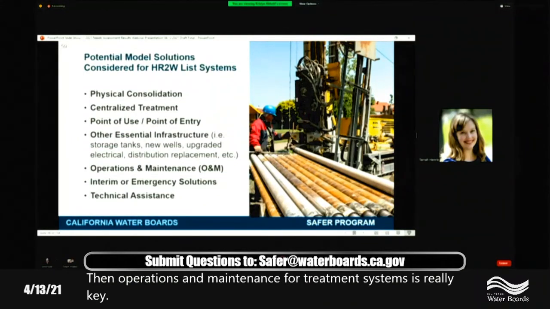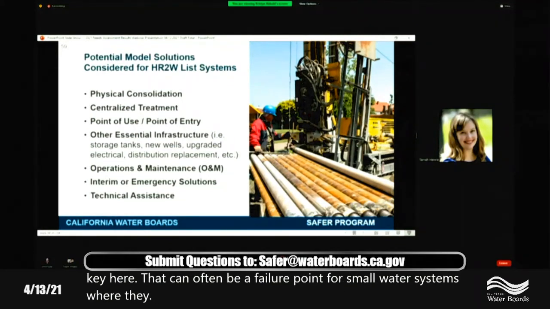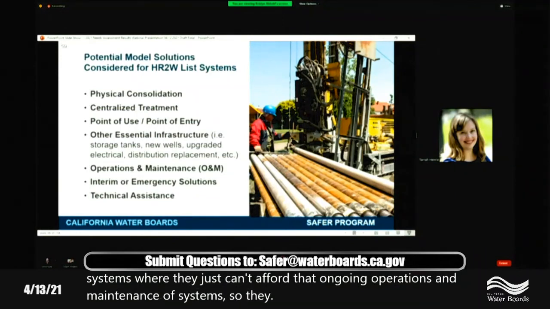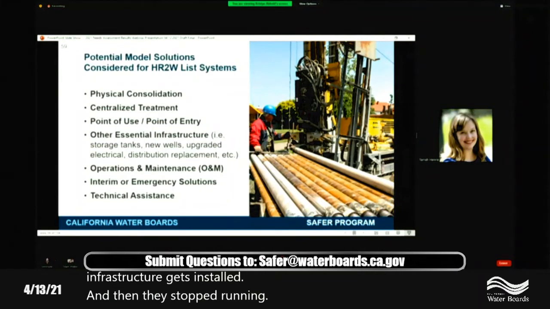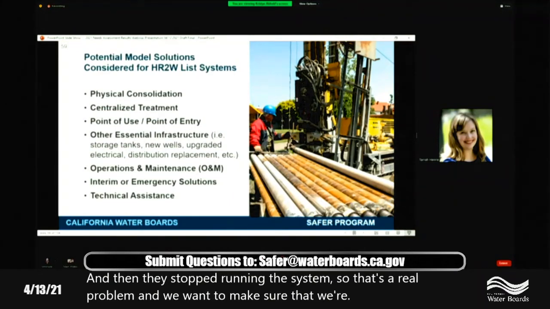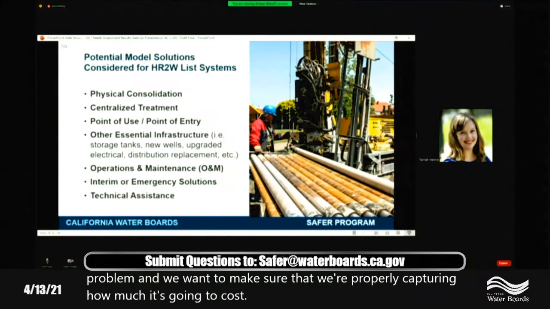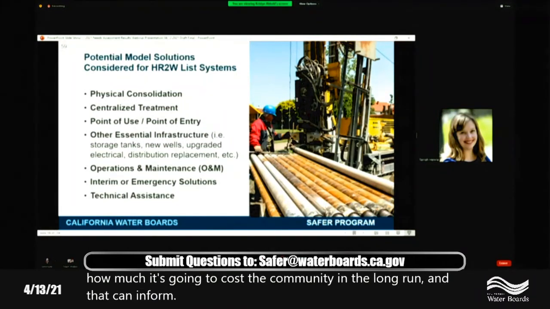Then operations and maintenance for treatment systems is really key here. That can often be a failure point for small water systems where they just can't afford the ongoing operations and maintenance of systems. So sometimes the physical infrastructure gets installed and then they stop running the system. That's a real problem, and we want to make sure that we're properly capturing how much it's going to cost the community in the long run, and that can inform decisions about if it's reliable or sustainable.